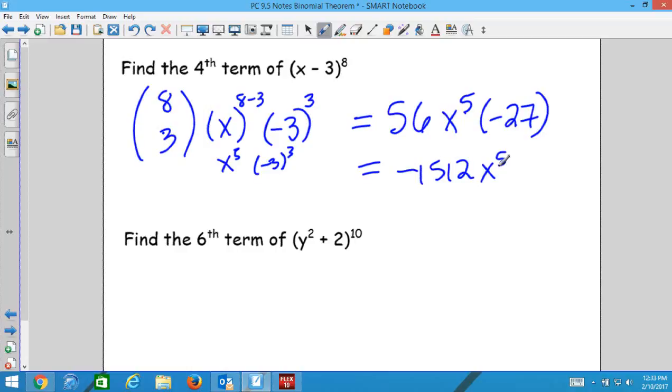All right, set up the next one on your own. Set up the choose, set up how many you have of each term.